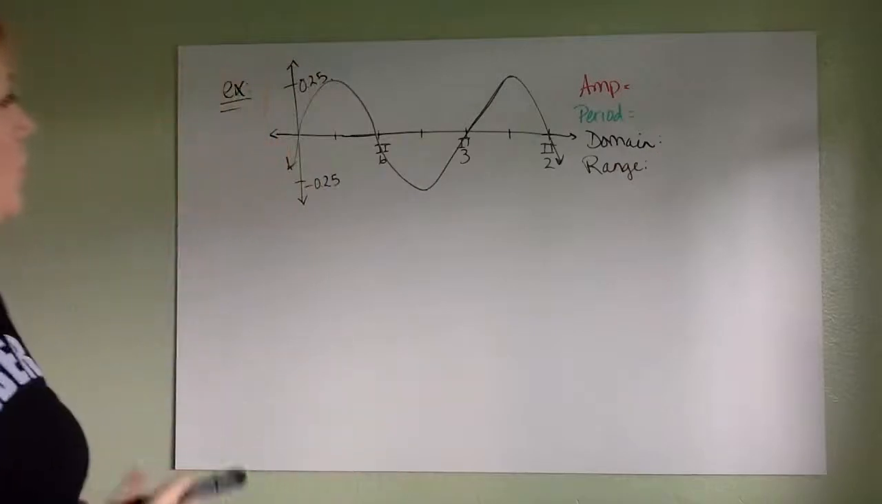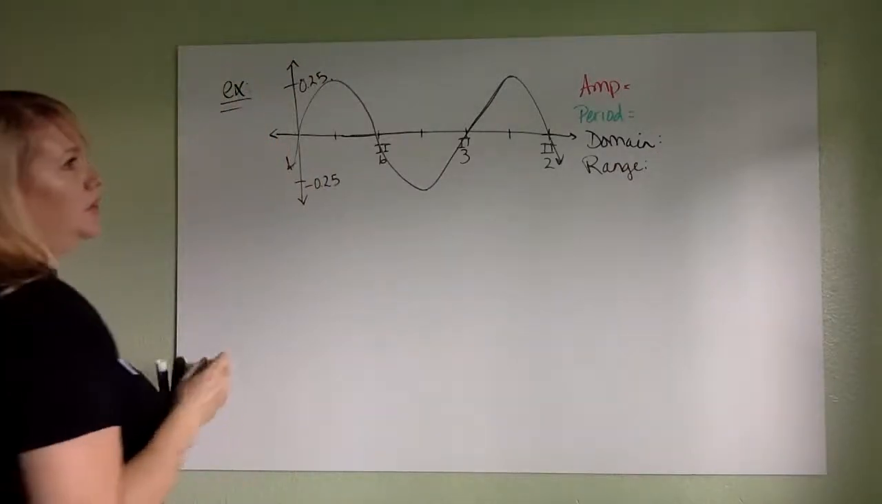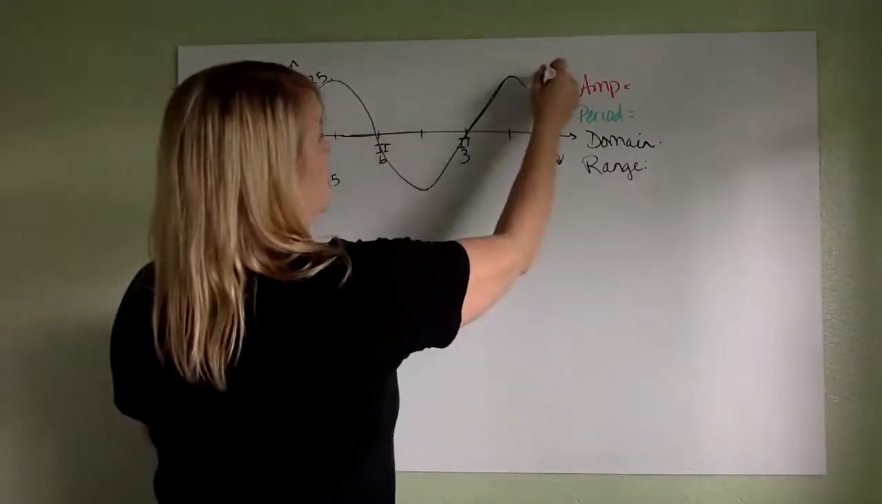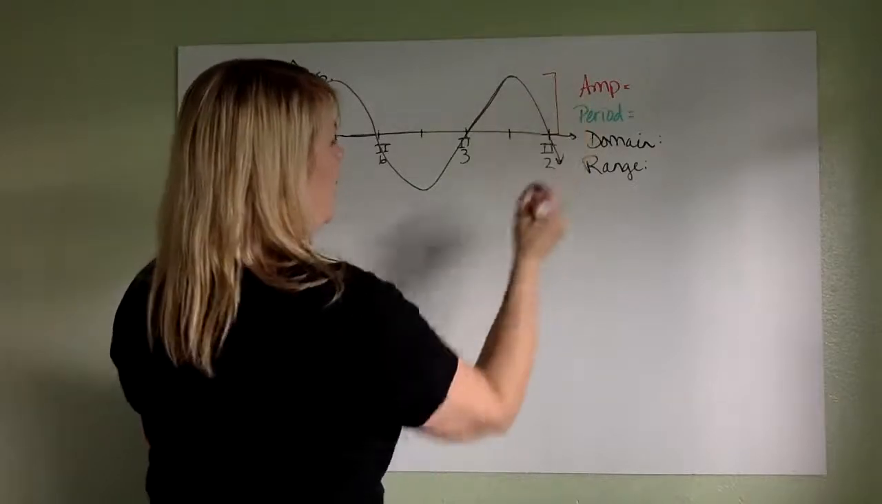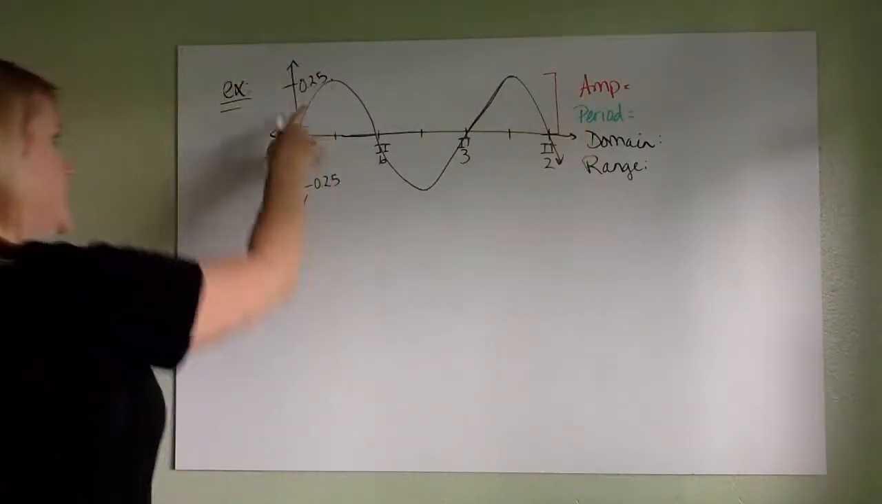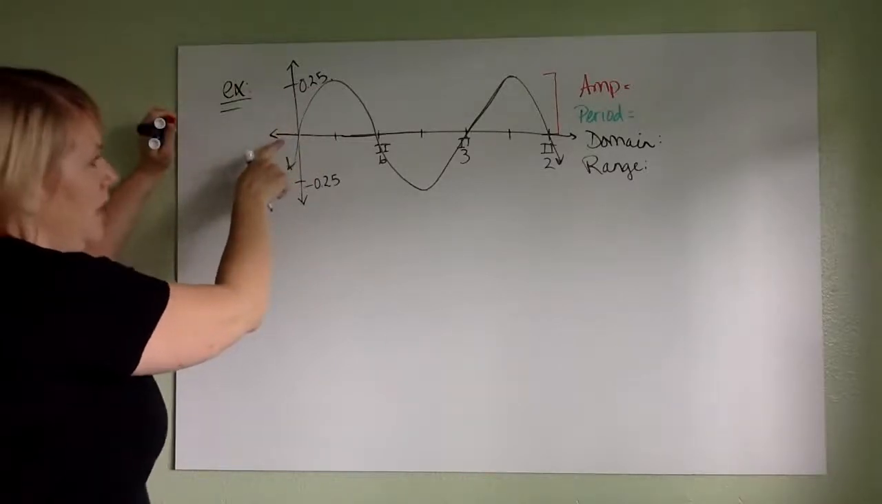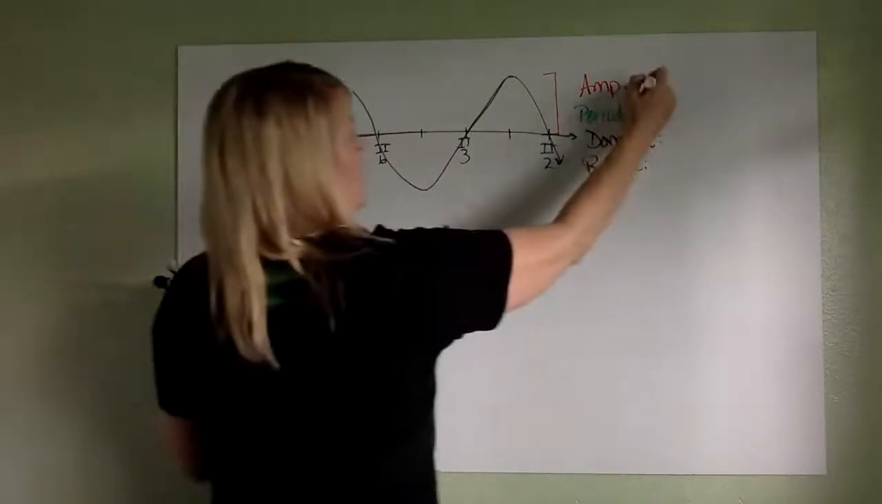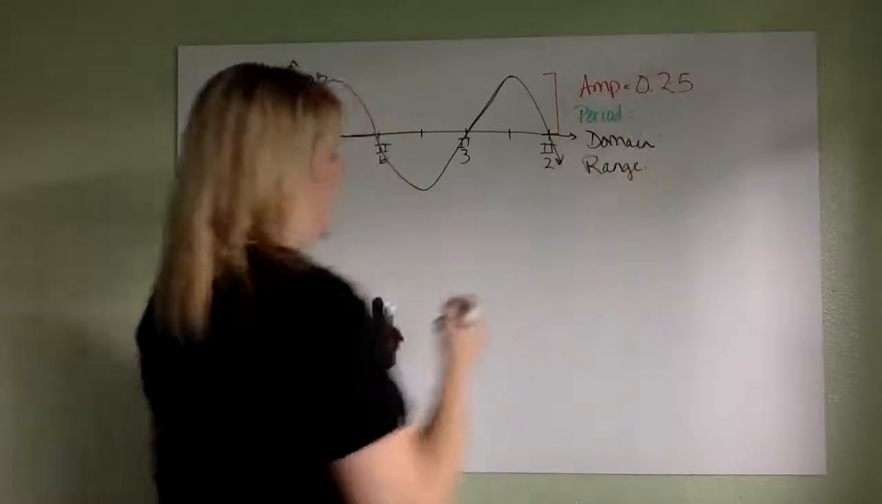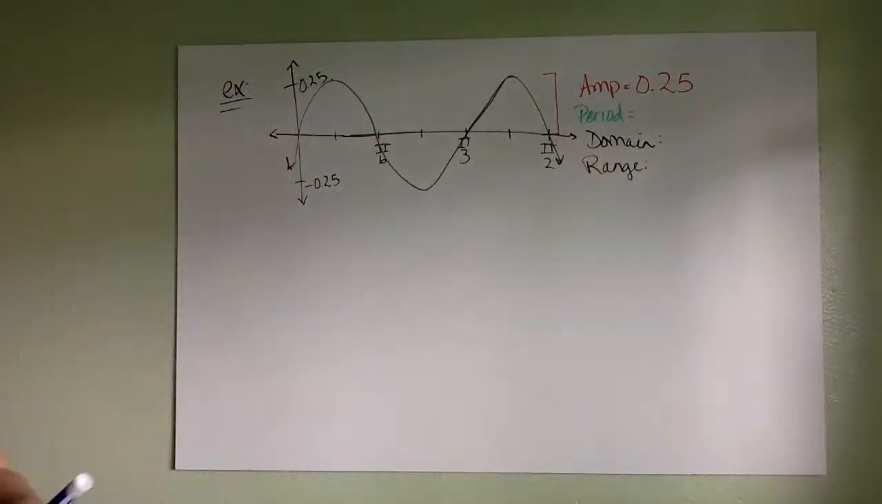Okay, so the amplitude, like we talked about a little bit ago, is the distance between the midline and the top, or the midline and the bottom. In this case, it goes from the x-axis up to 0.25 and the x-axis down to 0.25. So 0.25 is our amplitude.